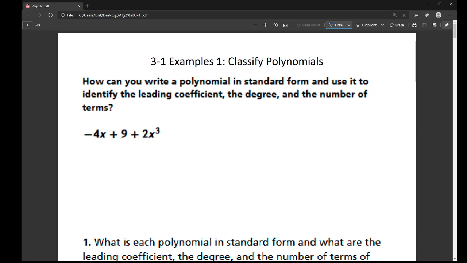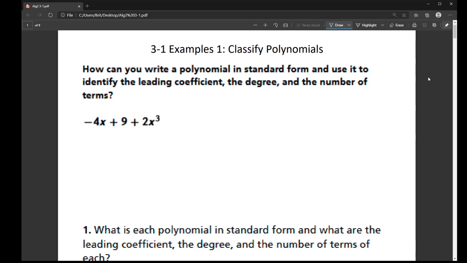In this video, I'm covering example 1 from section 3-1 in the SavvasRealize Algebra 2 textbook. In this example, we are looking at classifying polynomials. So this opening question actually asks for a lot of information. I want to go through and make sure that you understand what each definition is.